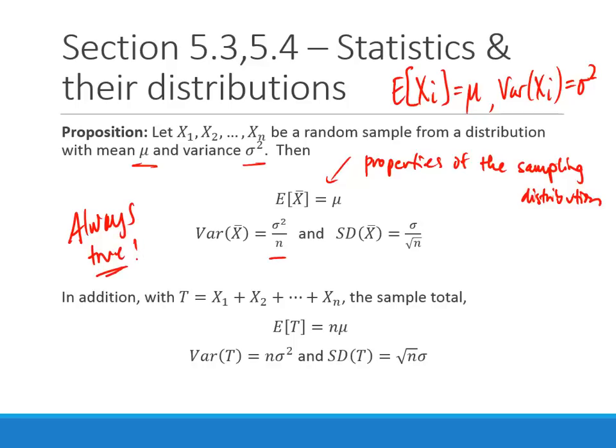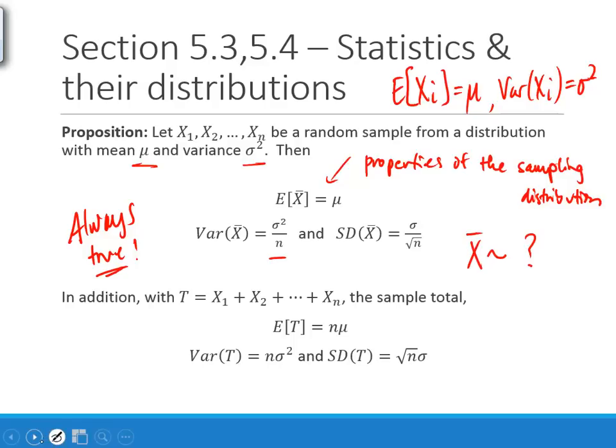But note that here I'm not saying anything about the distribution of the sample mean. I'm saying what its mean and variance is, but I'm not saying what the distribution is. So here x bar is distributed as something we don't know what it is, but it has mean mu and variance sigma squared over n. I'm not saying anything about what the distribution of x bar is.